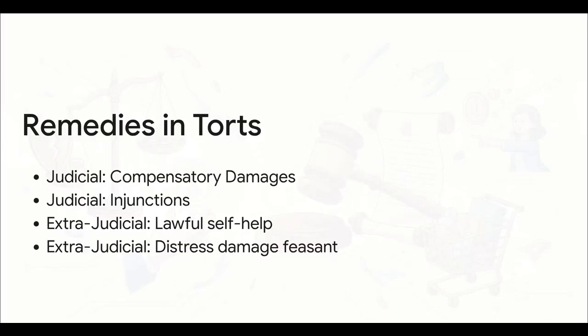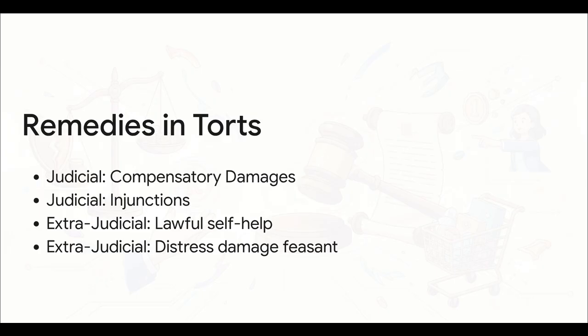So, you've been wronged. What are your weapons to actually fix it? Well, you've got two arsenals. First, judicial remedies. These are granted by a court. The most common is compensatory damages, getting money to make you whole, or injunctions, which are powerful court orders demanding someone stop doing something.